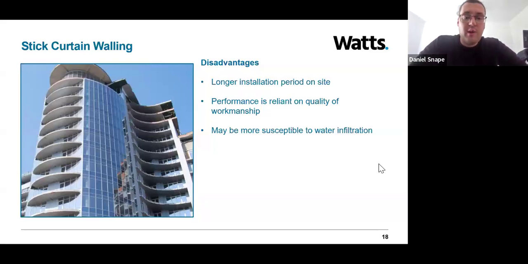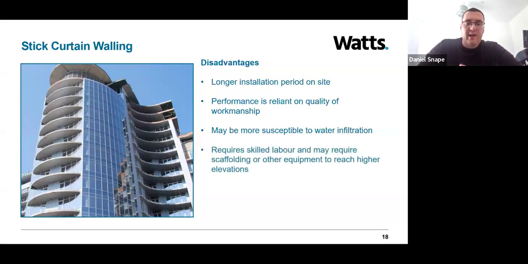This type of curtain walling may also be more susceptible to water infiltration. This point really follows on from the previous point on workmanship. If workmanship isn't up to the required standard, then the weather protected properties of the system can be compromised. Again, as mentioned, it requires more skilled labour and may require scaffolding and other equipment to reach higher elevations. So typically that means that this system is more beneficial to low-rise buildings than higher-rise buildings, although as seen in the image, it can still be installed to higher-rise buildings if this system is the preference.